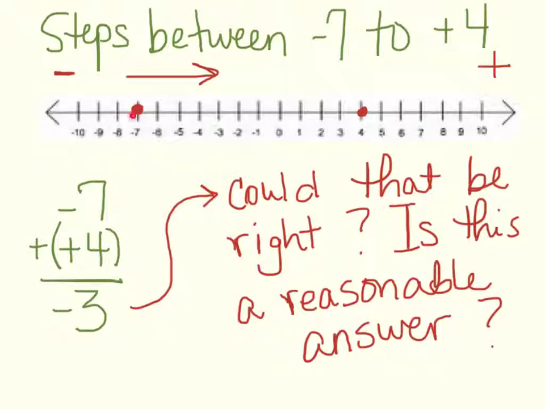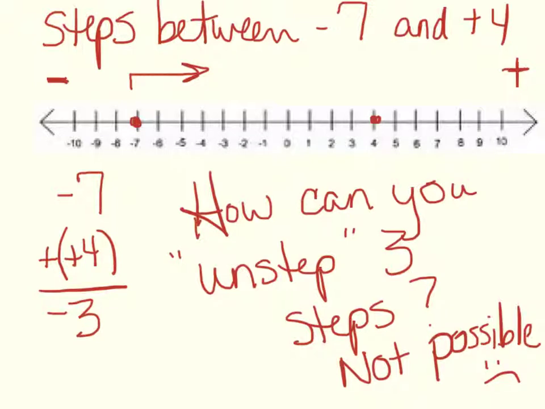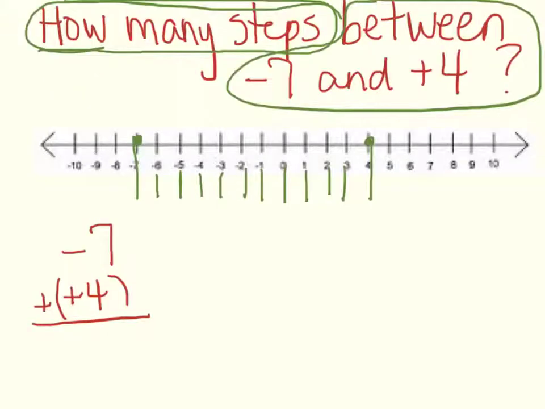First of all, negative tells you you're going this way. And then 3 steps in either direction will not take you to here. So, how can you take negative 3 steps? It's just not possible. So we're going to have to look at this another way.